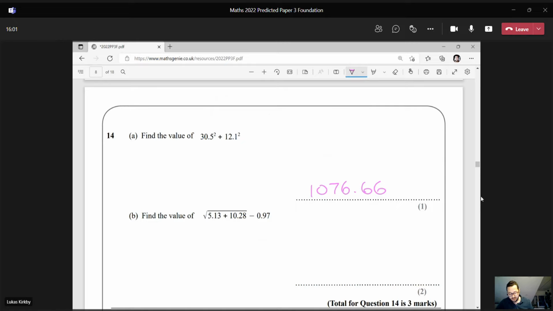And then the next one, we want to find the value of the square root of 5.13 plus 10.28 minus 0.97. So in the square root, we want 5.13 plus 10.28. Then you want to make sure that your minus is outside of the square root, 0.97. And we end up with 2.955557285.